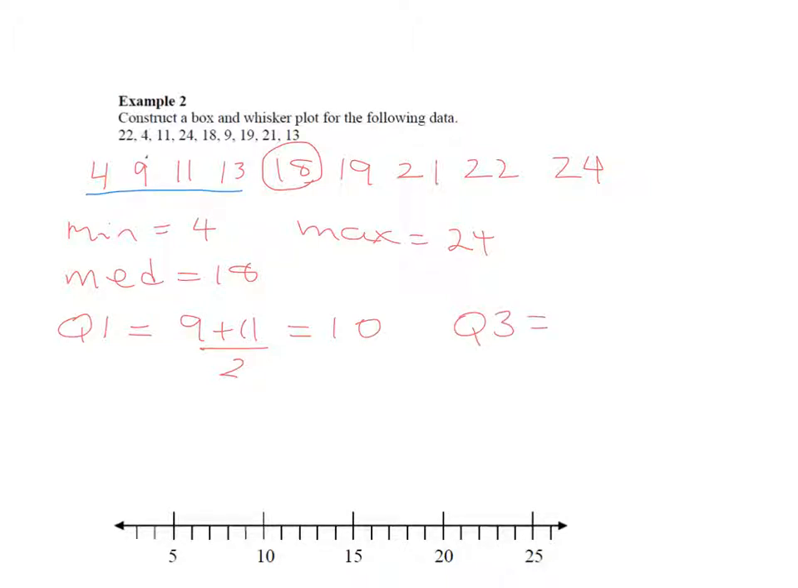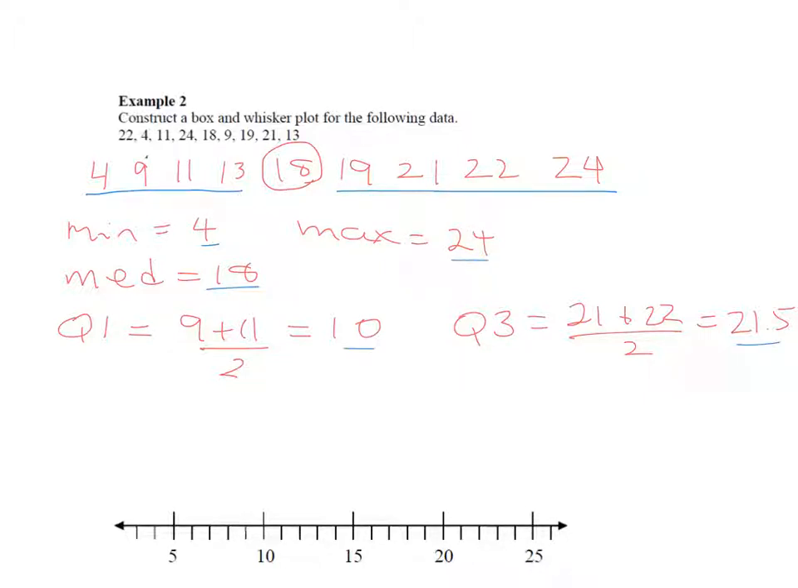And our third quartile, we're going to look at the data greater than the median, and since it's 4 numbers, it's even, there's 2 middle numbers, 21 and 22, so we'll add those together, divide it by 2, and we get 21.5. So now we have our 5 numbers that we need to construct this.